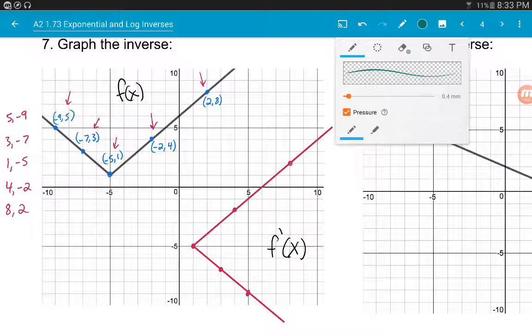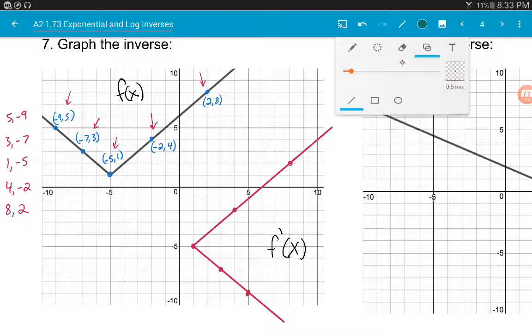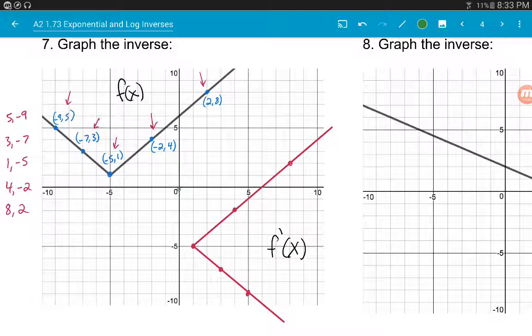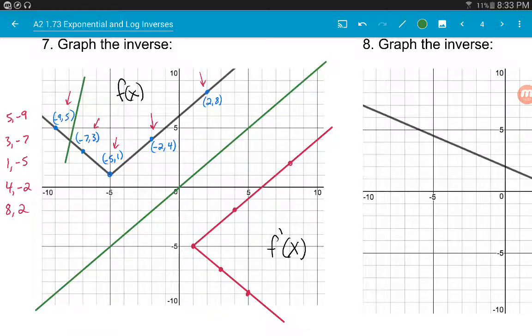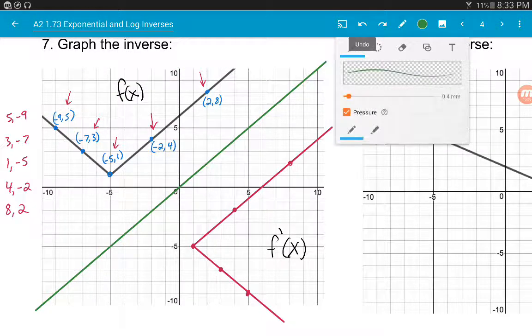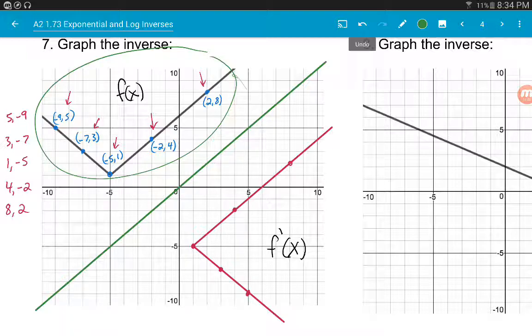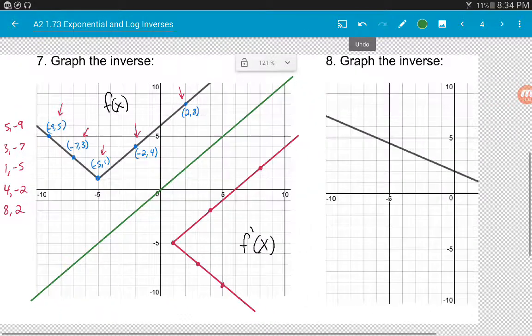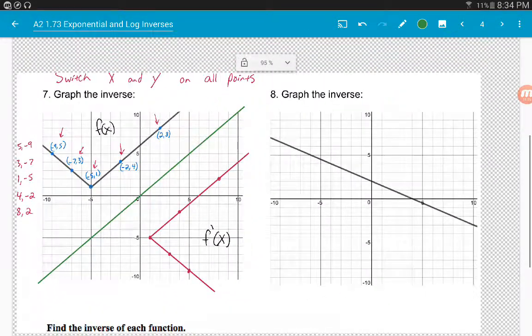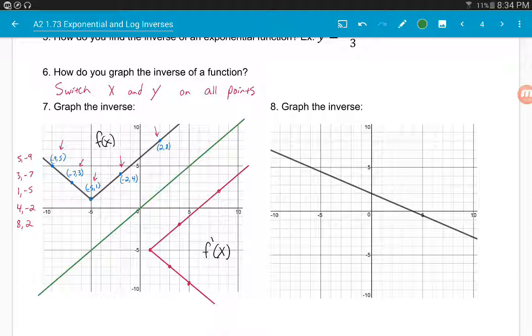Now I said earlier that this was a reflection over the line y equals x. If you know what the line y equals x is, it has a slope of 1 and it goes through the origin. This is that line. Isn't it obvious that this up here is flipped? This up here is just flipped over the line y equals x, and it becomes the red function, its inverse. Flip it over. Okay, so that's how you can graph the inverse of a function without actually knowing its equation at all. Very convenient.